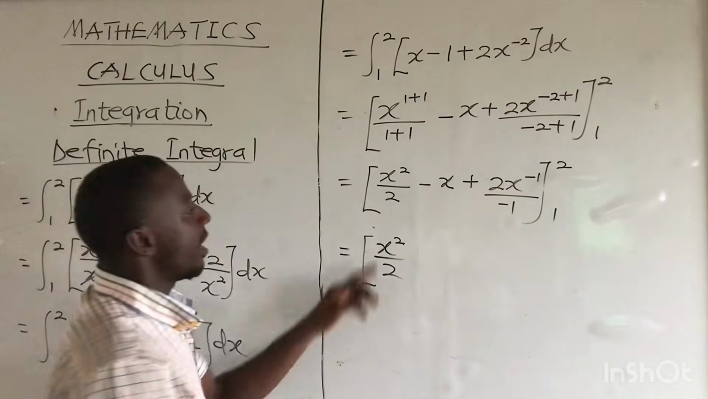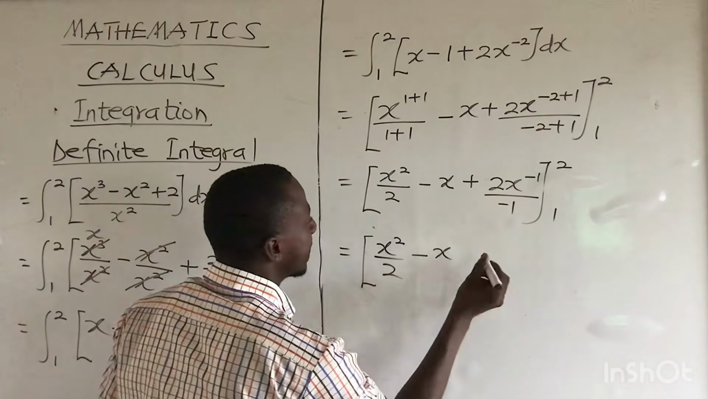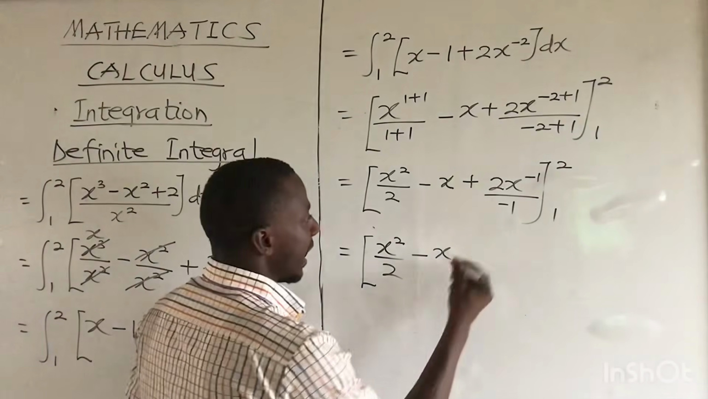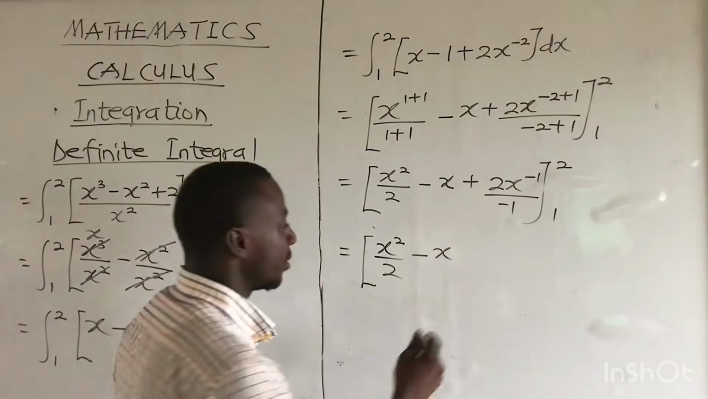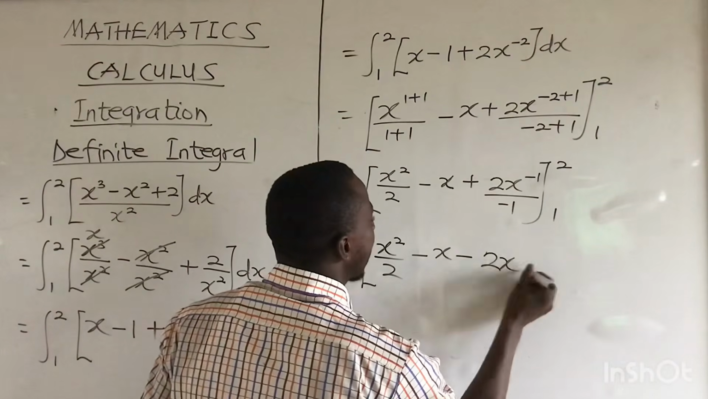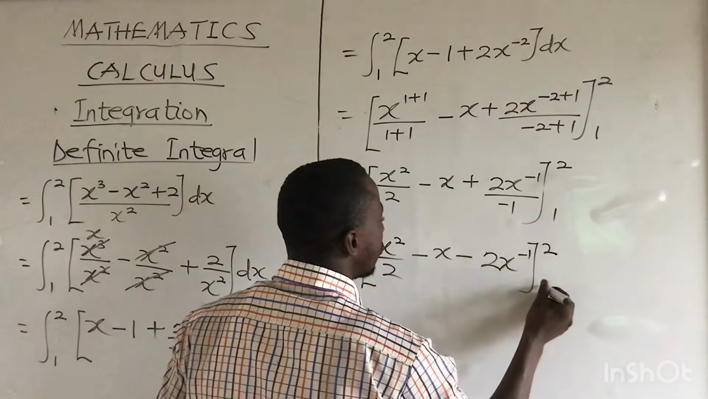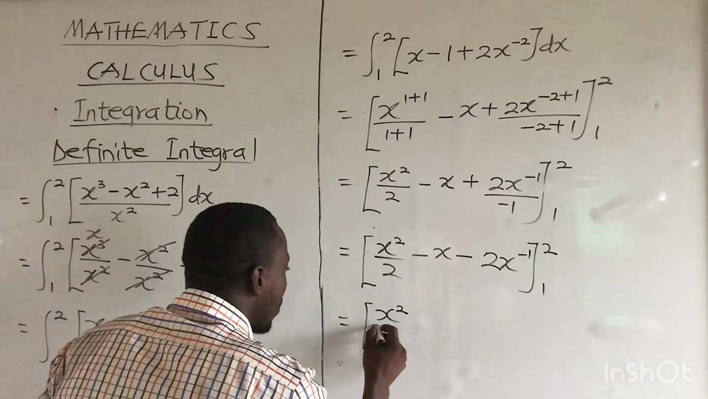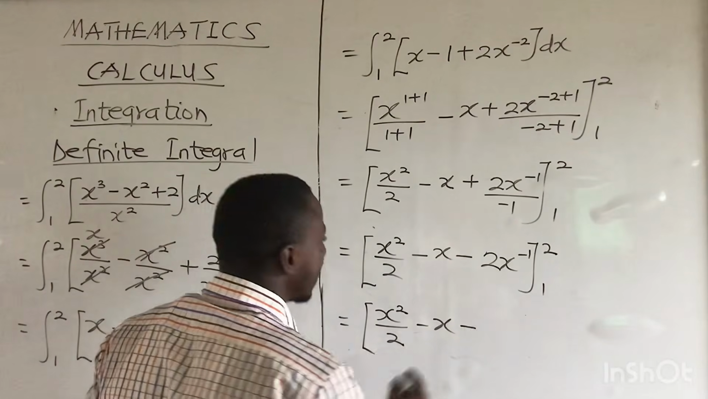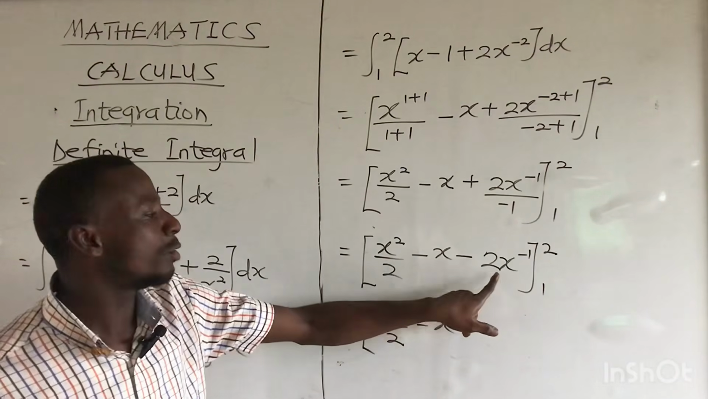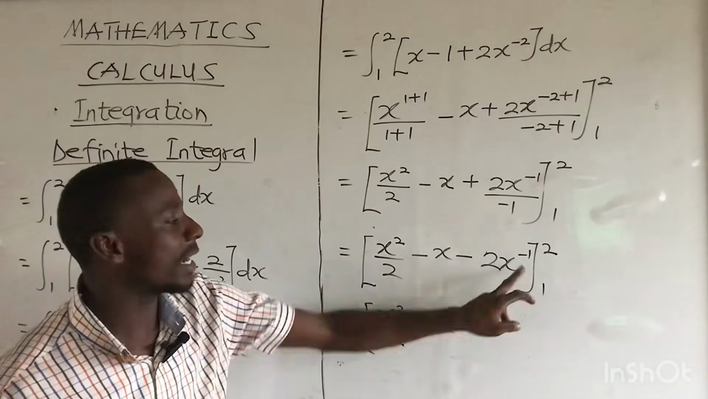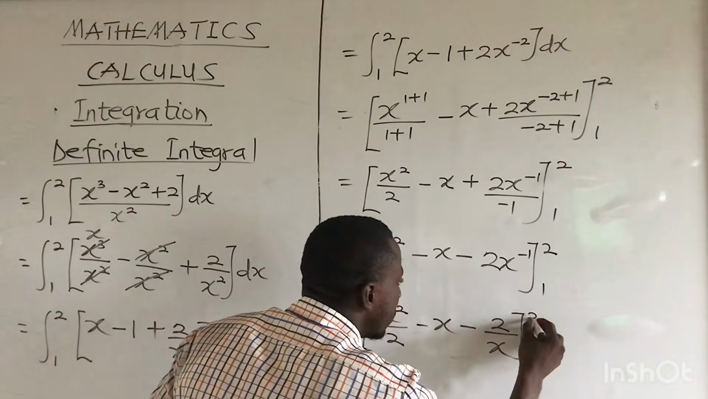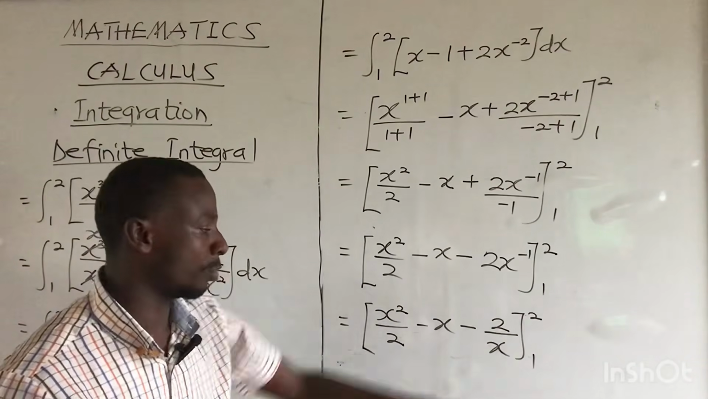We still have x squared over 2 minus x. Then, because this is dividing the negative 1, it is going to affect that term. So it's going to be minus 2x exponent negative 1, then 2, 1. So we still have x squared over 2 minus x minus. We can rewrite 2x exponent minus 1 as 2 over x, still applying the limit from 1 to 2.